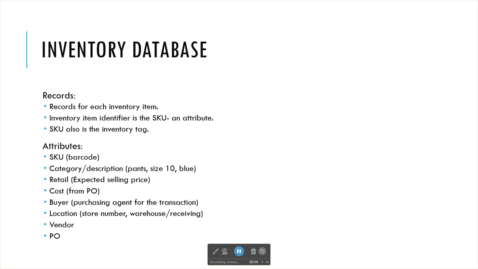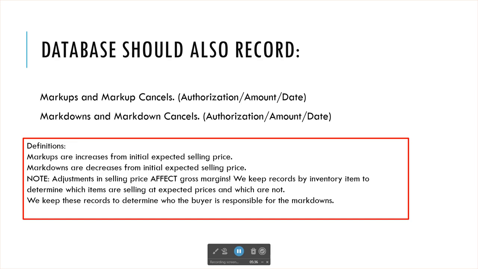We have the vendor who the merchandise is purchased from, very helpful. If you see inventory items going low and you need to restock, you need to know who to purchase it from or who we last purchased it from, what we paid for it when we purchased it from them. And then there's the purchase order that's associated with this particular inventory item.